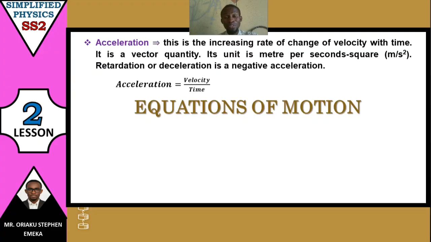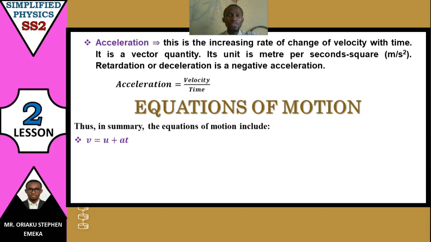Now let's talk about the equations of motion. We have dealt with all this in our SS1, so we are just trying to do a recap on it. So basically we have 4 equations of motion. We have V equals U plus AT. We have S equals UT plus half AT squared. We have V squared equals U squared plus 2AS. And we have S equals V plus U over 2 times T. So these are the four equations of motion.